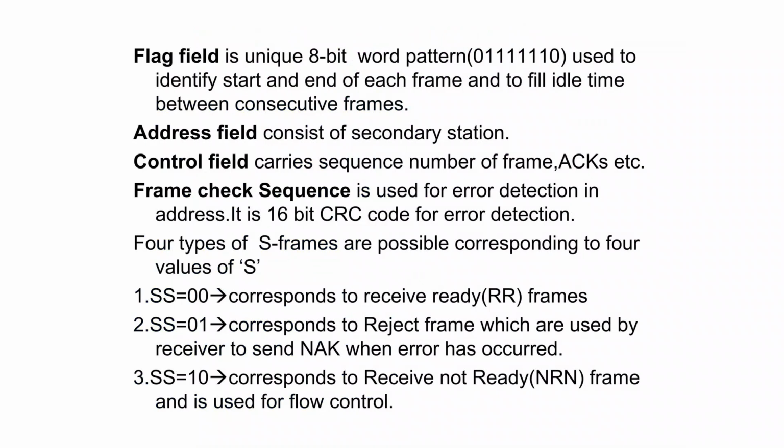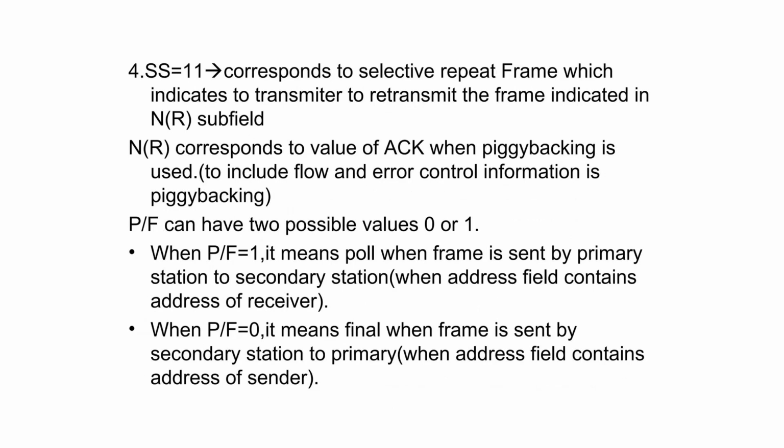For the frame check sequence, you can see that there are four types of S frames possible here. If both bits are 00, it corresponds to receive ready, that is, we are ready to receive frames. If SS is 01, it is a reject frame, which is used by the receiver to send a negative acknowledgement when an error has occurred. If SS is equal to 10, the receiver is not ready to receive all the data. This is for flow control, so the receiver will be waiting for the information to be carried from the transmitter. And if both bits are 11, it corresponds to the selective repeat frame.